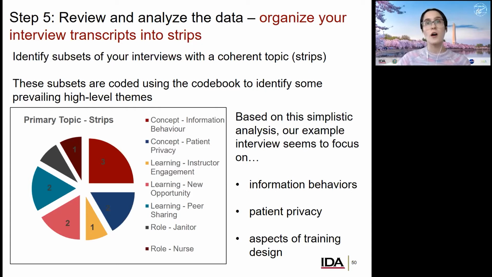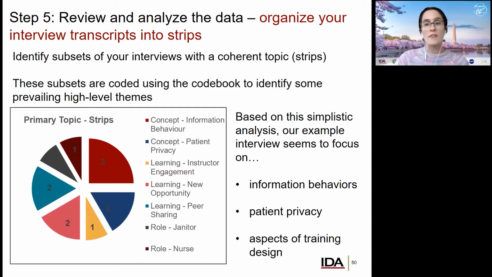However, a rule of thumb is that a strip should be a contained topic or a train of participants' thought, for example. And we'll show in a couple of slides what a potential strip could look like. So once we have the data organized into these strips, we can use our codebook to now start analyzing the strips with the goal of identifying what high-level themes are common across the data. So in other words, an initial pass through your data where you start applying your codes to see what's going on in your data and how things are moving through your analysis.